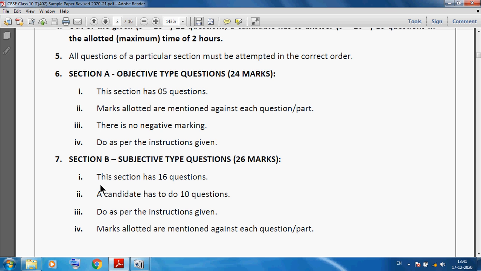And this section has 16 questions. You will do only 10 questions out of 16. Do as per the instructions given. Marks allotted are mentioned against each question part. So you have Section A and Section B. Section A is objective type questions, 24 marks, and Section B is subjective, 26 marks. In this you will attempt 10 questions and you will attempt 5 questions. Total 50 questions you will attempt out of 21 questions.